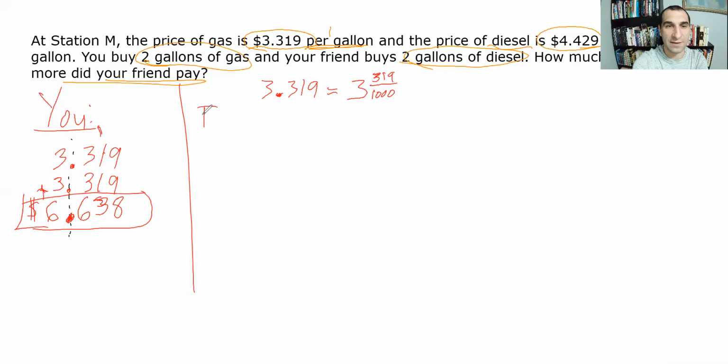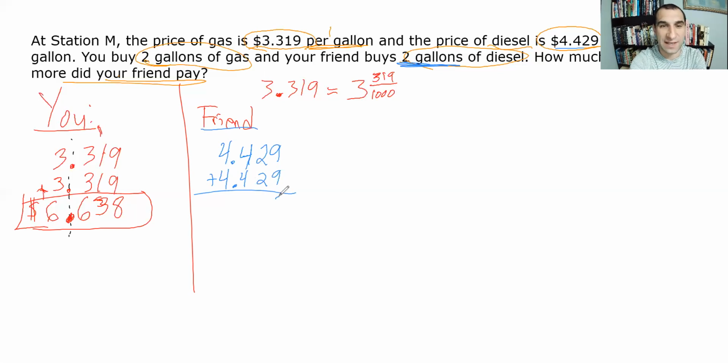Now that's you. Now your friend, so let's take a look at how your friend fared in the gas price. He paid $4.429. So we know we're going to add this together because he also purchased 2 gallons. Okay, so it's going to be 4 and 429 thousandths plus 4 and 429 thousandths. 9 plus 9 again is 18.